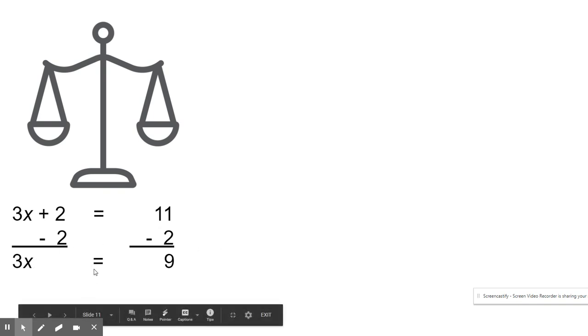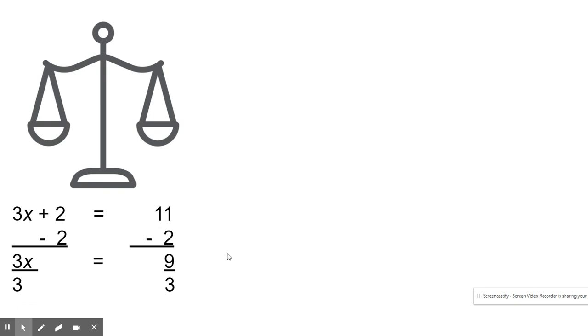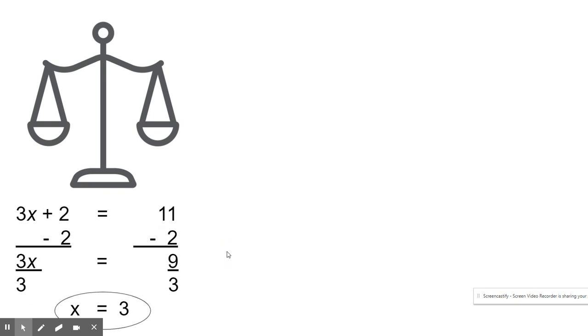Now I have 3x is equal to 9. But again, I don't care what 3x is equal to. I care what 1x equals. So I have to divide the 3x by 3 because 3 divided by 3 equals 1. That gives me my 1x. But again, to keep it balanced, if I divide the left side by 3, I have to divide the right side by 3. 9 divided by 3 is 3. x equals 3. I can check my work by plugging it in. 3 times 3 plus 2, 9 plus 2, 11 does equal 11. I know I'm correct. x equals 3.